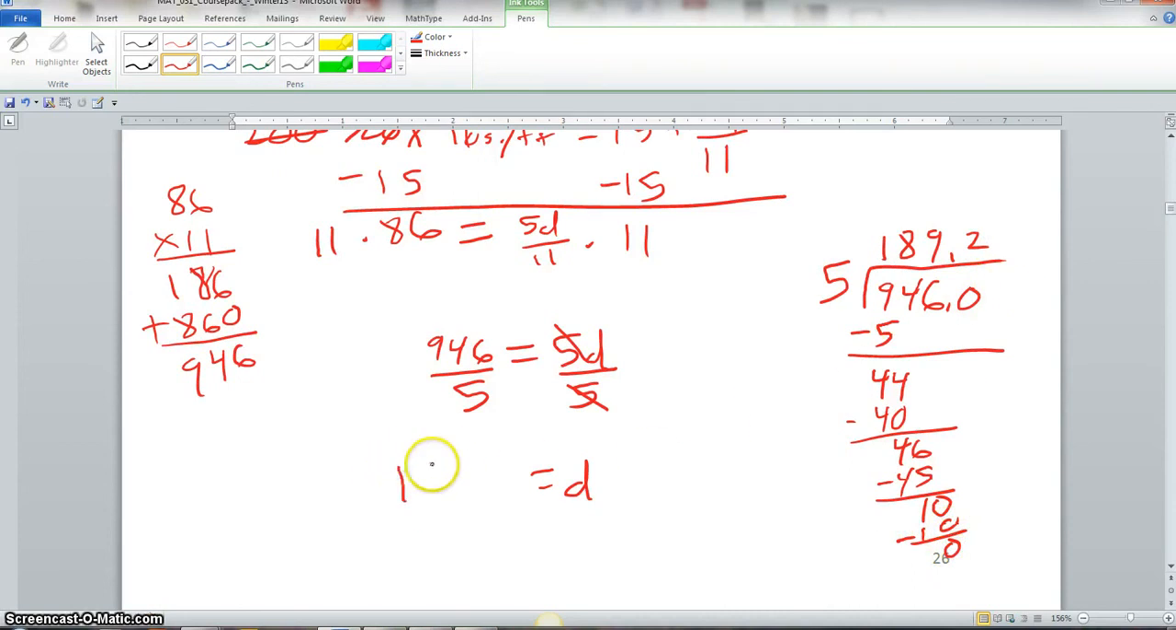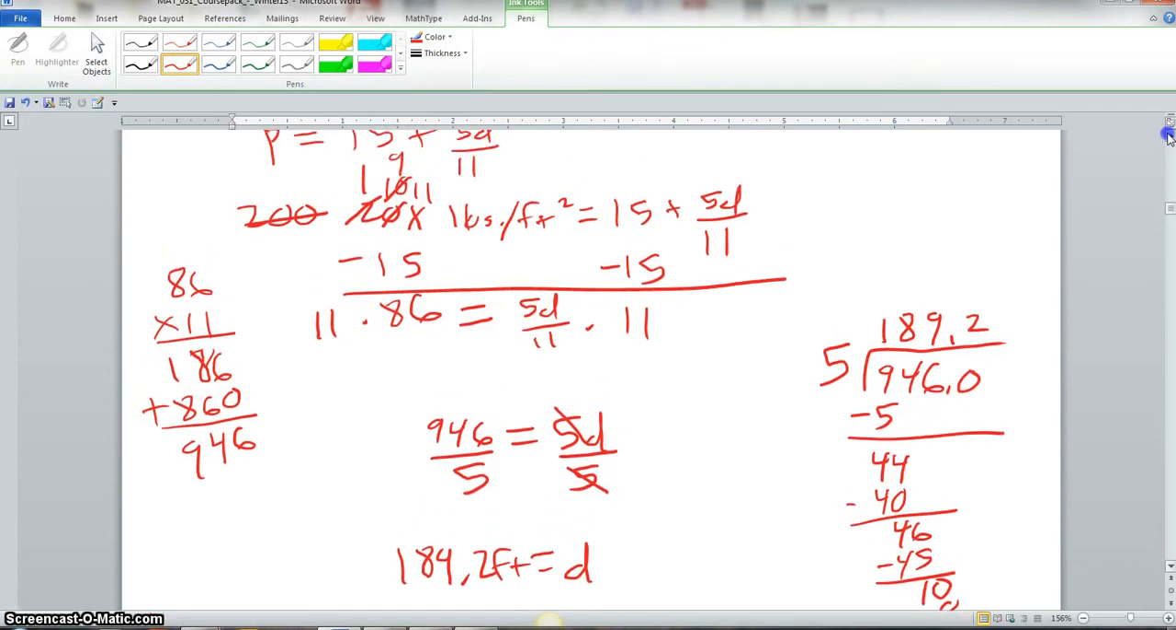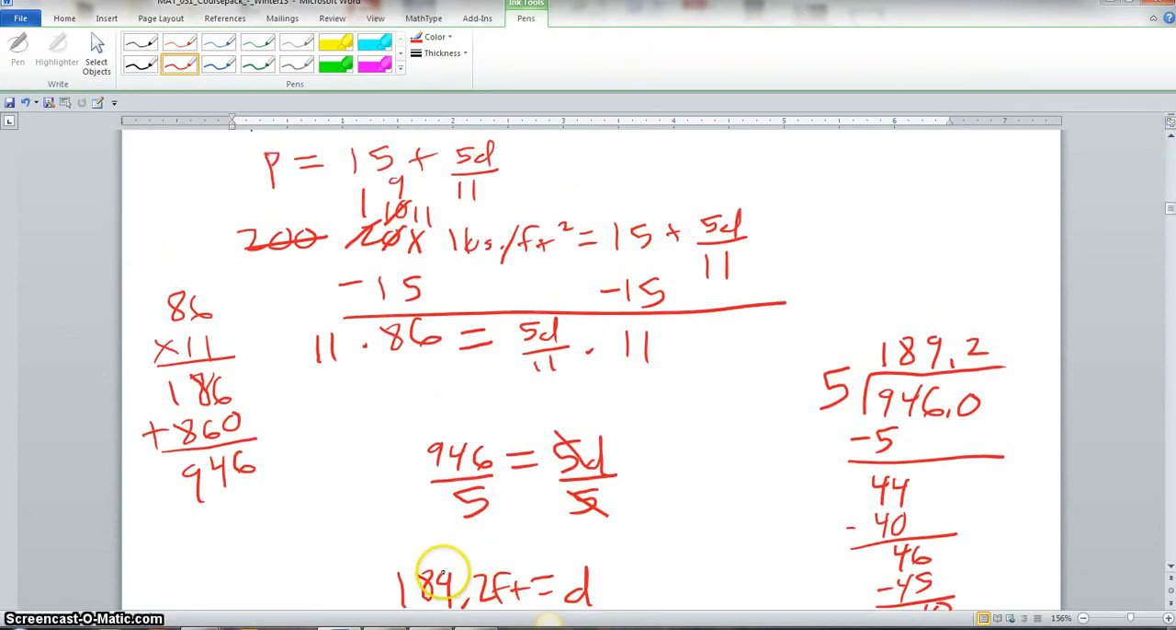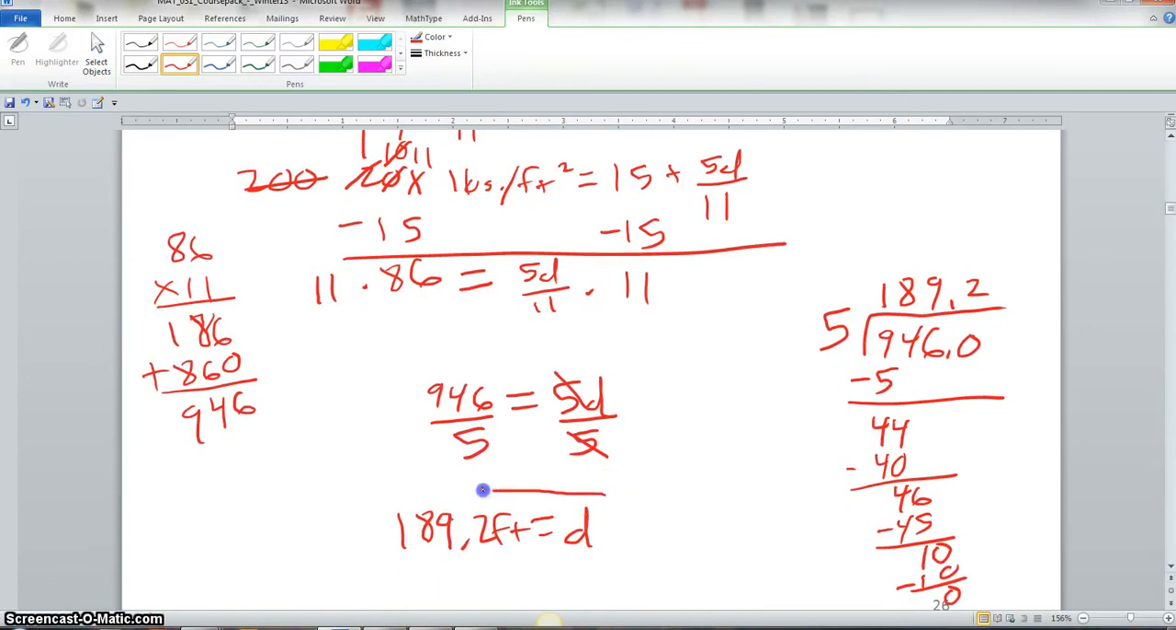So our answer here is 189.2 feet. It's 189.2 feet is the depth. And that is our final answer.